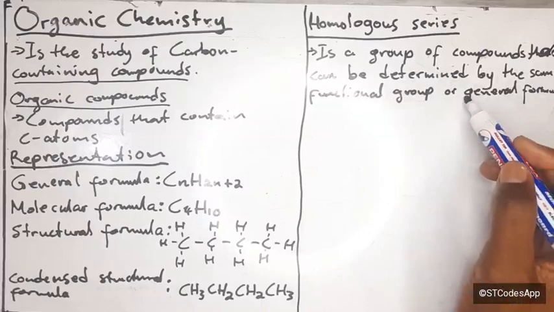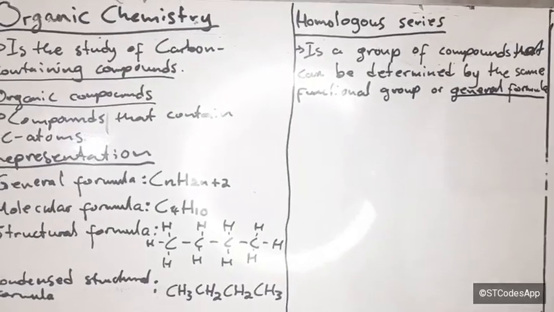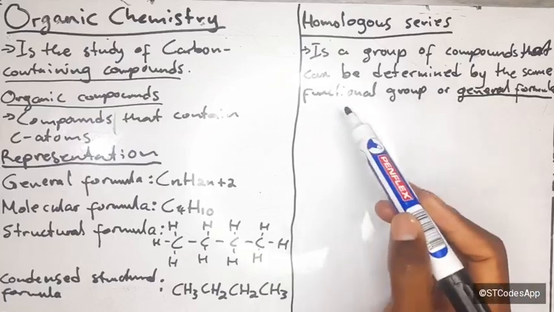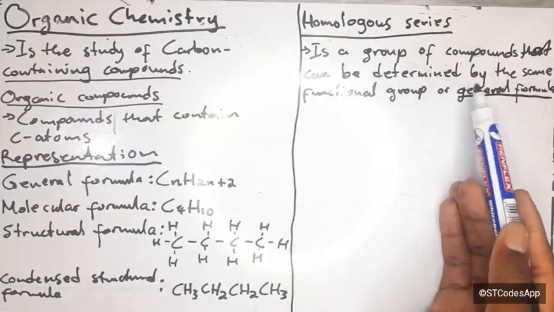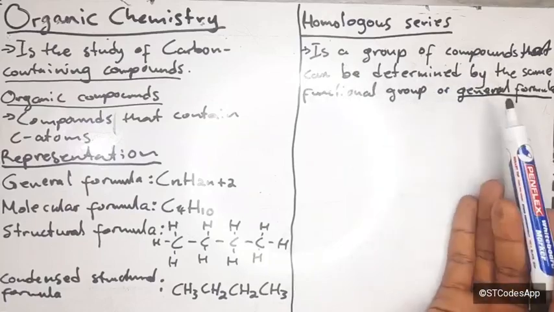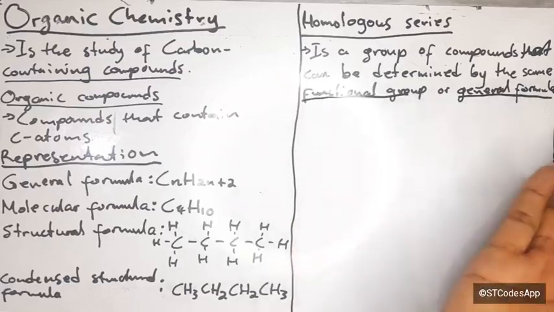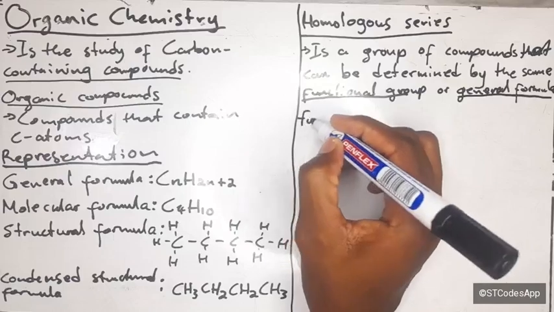What you know already is the general formula. Remember the representation. Things are cutting, let me fix my camera. Yes, now it's a little better. It's a group of compounds that can be determined by the same functional group or general formula. Then what is a functional group? General formula, you already know about it. It's the representation of organic compounds. So what is a functional group?